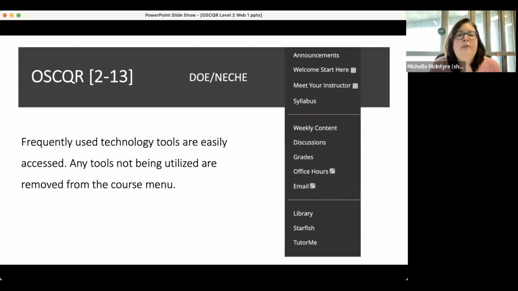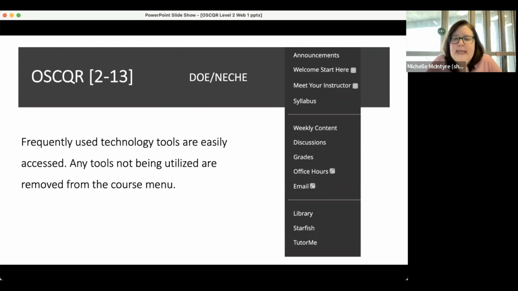And then the final one for tonight is 2.13 from the DOE and NICHE: frequently used technology tools are easily accessed by the students, and tools not being used are removed from the course menu. So this is just about keeping your menu clean. If you are interested, the Online Learning Committee is currently working on a policy for a standardized Blackboard menu for all online courses, and possibly for hybrids as well, or at least recommended. They're continuing to work on that. It does not mean that the menu is locked down in any way. You can of course add things like inclusive access text, your textbook link or a link to the publisher, and you can add all that stuff.